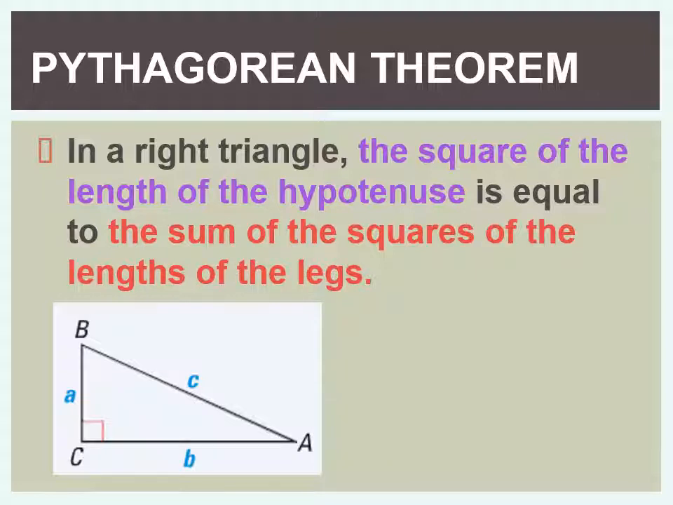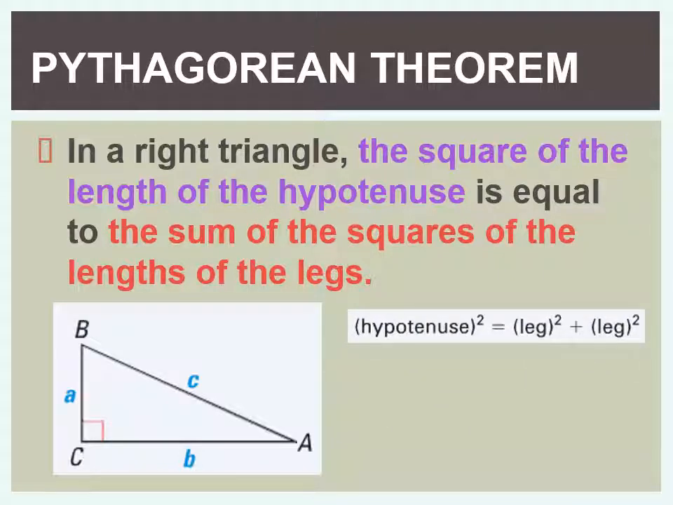Well, let's consider the following triangle, triangle ABC, where we've got legs A and B and hypotenuse C. When we take the hypotenuse and square it, it equals the sum of the squared legs. In other words, A squared plus B squared equals C squared.